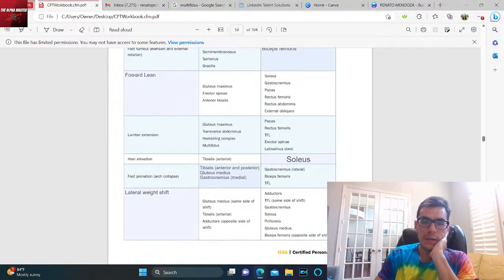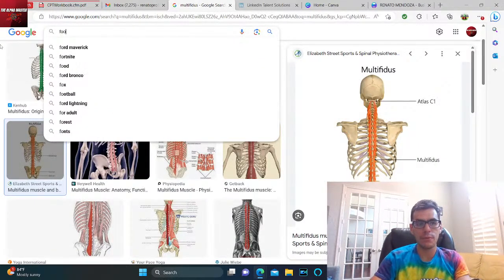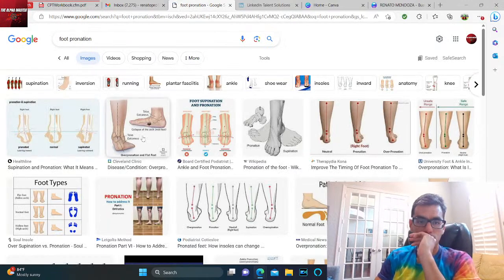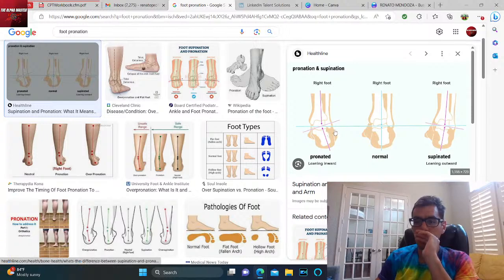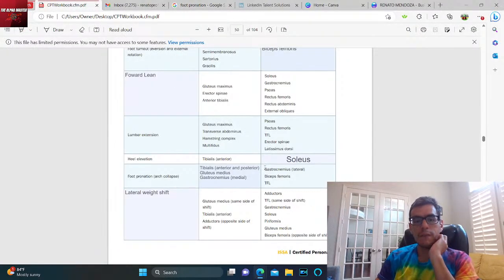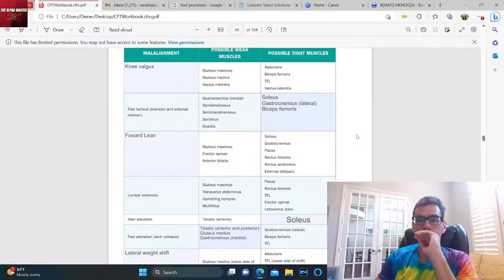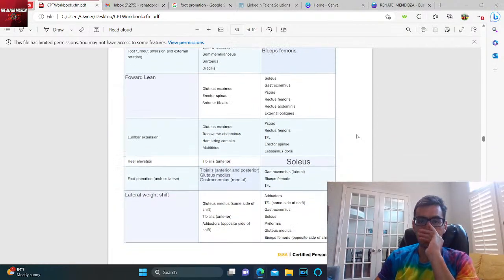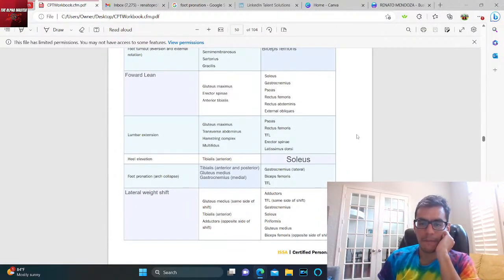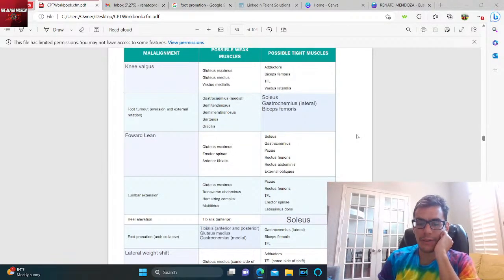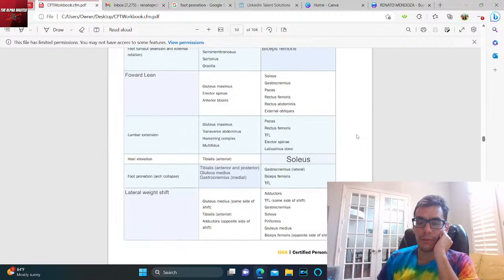For foot pronation, it's going to be the arch collapse, which is pronated, facing up, leaning inward; supinated is leaning outward. For foot pronation, the possible weak muscles are the tibialis anterior and posterior and the gluteus medius. The possible tight muscles are the gastrocnemius medial and lateral, the biceps femoris, and the TFL.